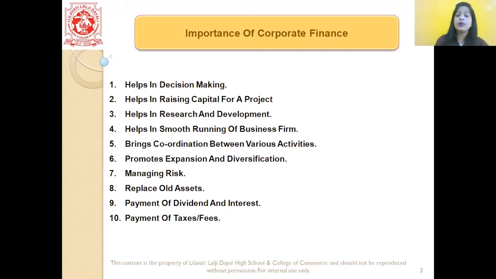Next one is replacing old assets. Assets like plant and machinery become very outdated after some years. So to purchase new machinery to replace the old assets, we require corporate finance.